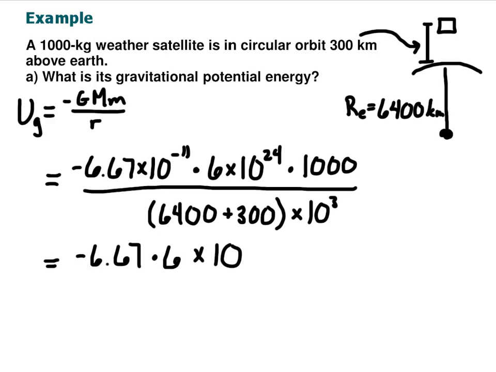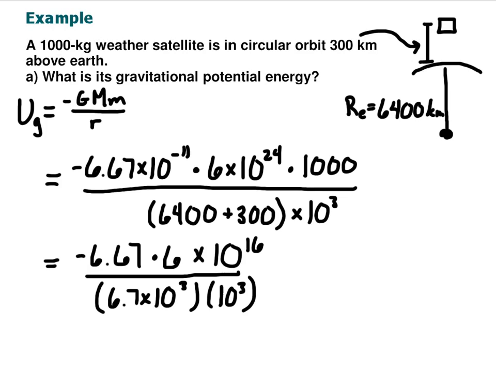So what I'm going to do is separate these numbers from the powers of 10. I have 6.67 times 6, and I didn't bother to do this one because I can convert that to 10 to the third. In my numerator, if I add the powers of 10 together, I have negative 11 plus 24, and then this is 10 to the third, so I have to add plus 3. So 27, minus 11, is going to be 16. Up top, I have 6.67 times 6 times 10 to the 16. And in the bottom, I have 6.7 times 10 to the third times 10 to the third again.